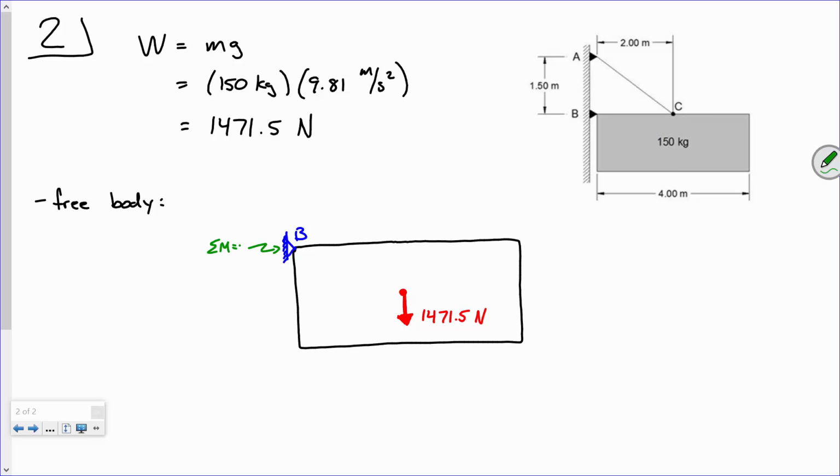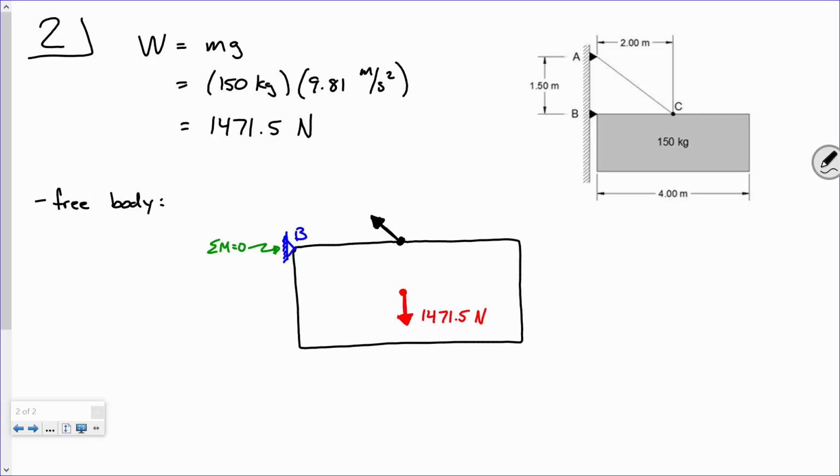Sum of moments has to equal 0, okay? So that's got to be true there. All right. Now, I've got this point C right here, and I have a cable. Now, that cable is going to be subjected to some level of tension, right? So tension means yanking on it, pulling away. So we'll say the tension in that cable looks something about like this.